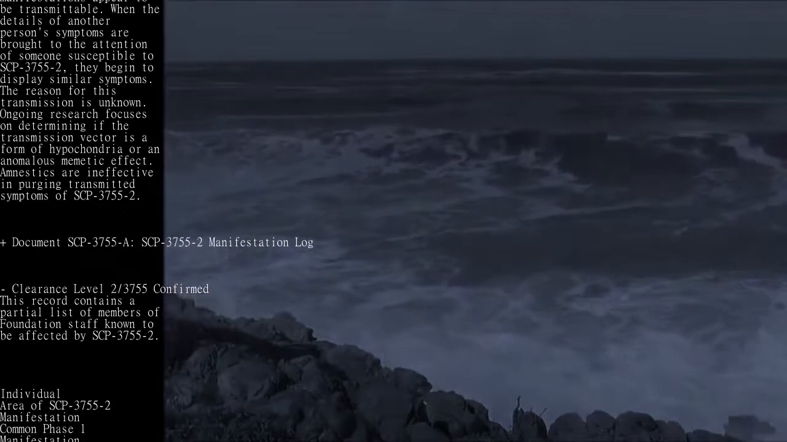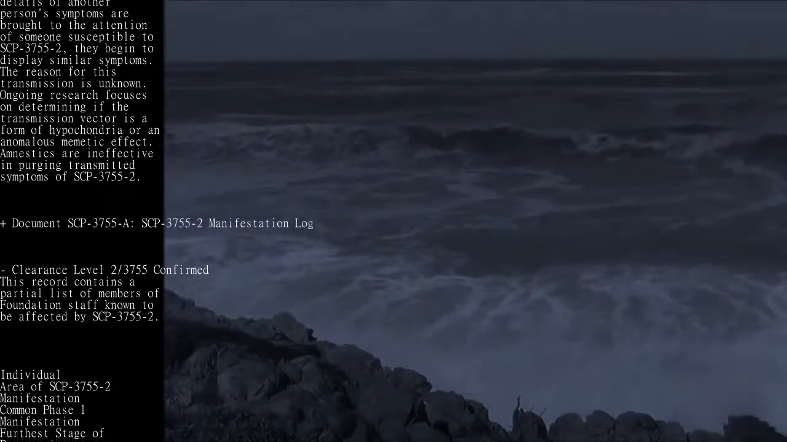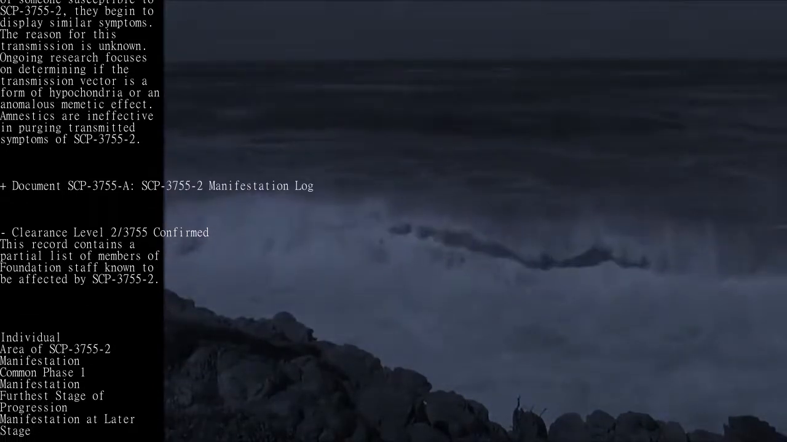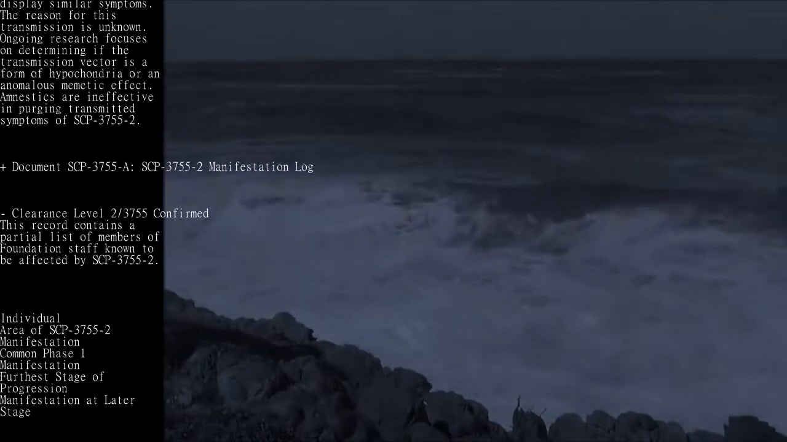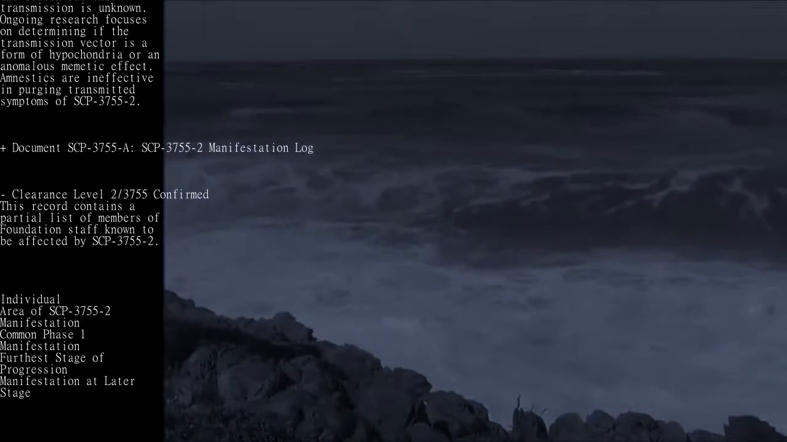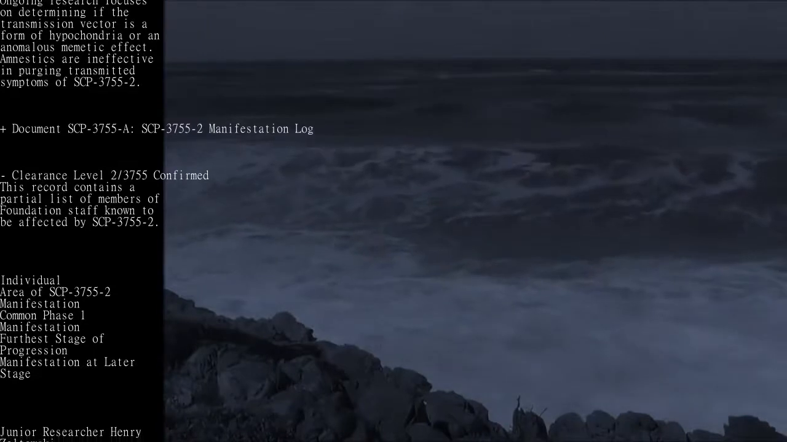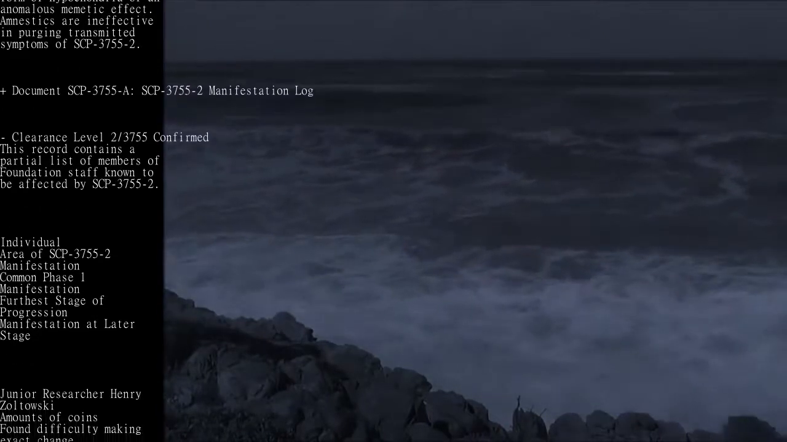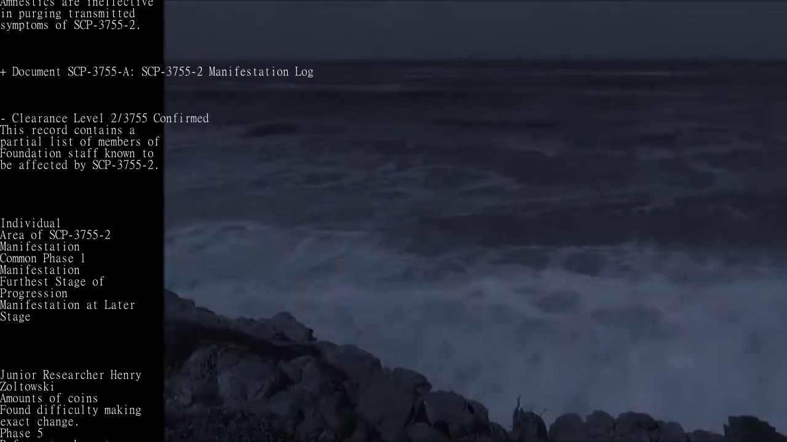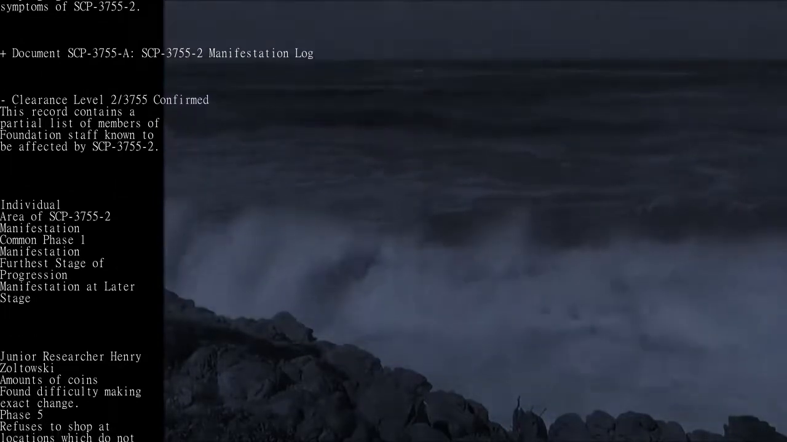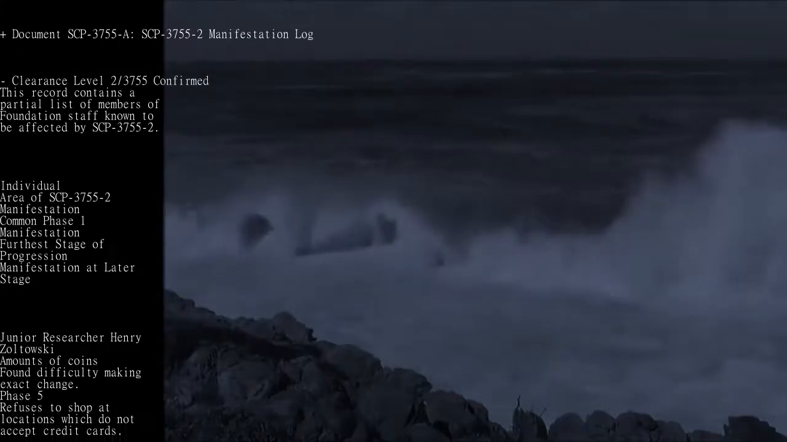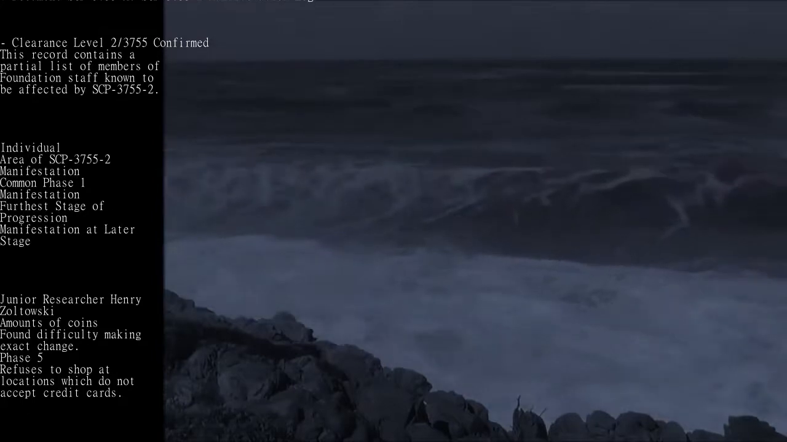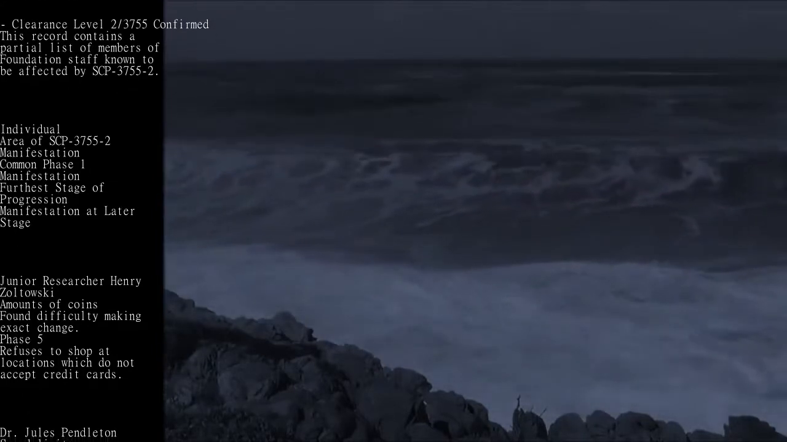Additionally, SCP-3755-2 manifestations appear to be transmittable. When the details of another person's symptoms are brought to the attention of someone susceptible to SCP-3755-2, they begin to display similar symptoms. The reason for this transmission is unknown. Ongoing research focuses on determining if the transmission vector is a form of hypochondria or an anomalous mimetic effect. Amnestics are ineffective in purging transmitted symptoms of SCP-3755-2.